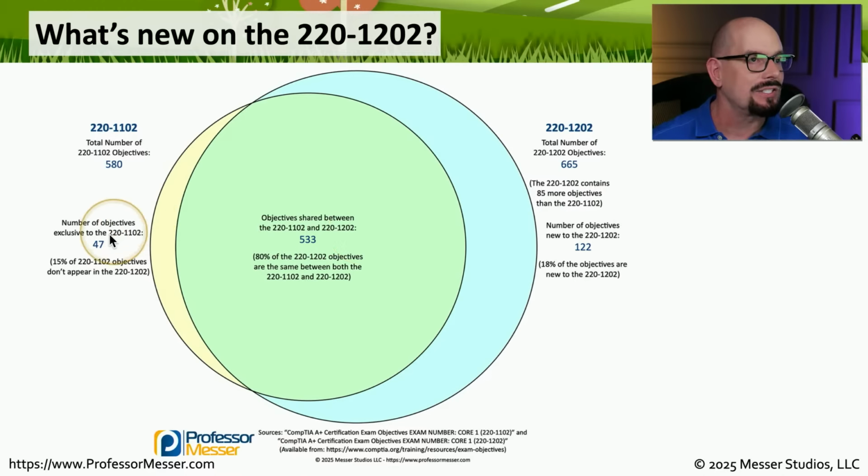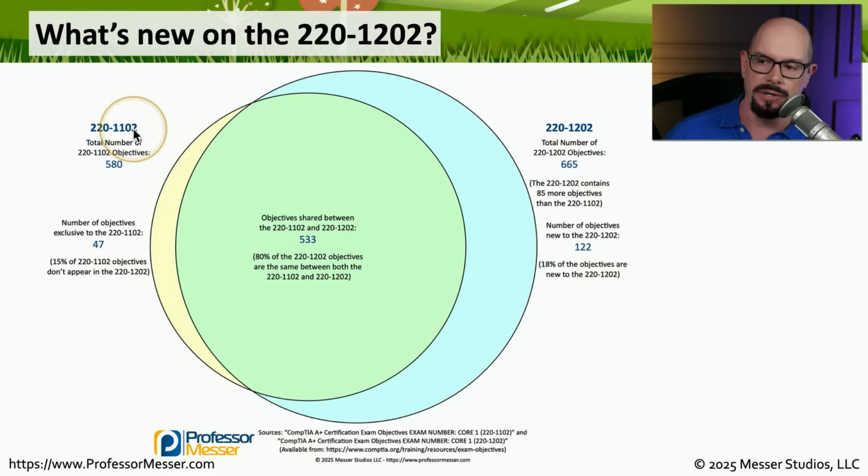If we see this, we can see that 47 of these objectives in the 1102 are exclusive to the 1102. So only 15% of the 1102 exam never shows up on the 1202. So 15% was just dropped right off.